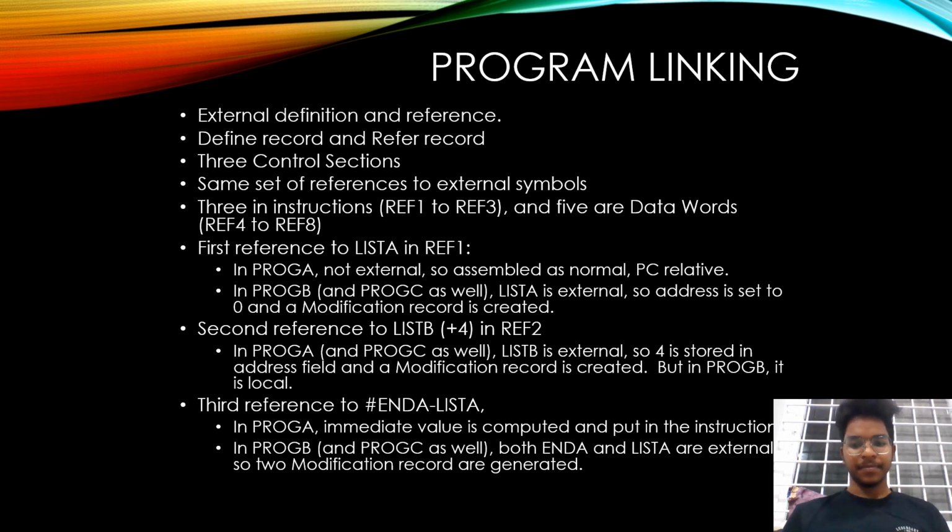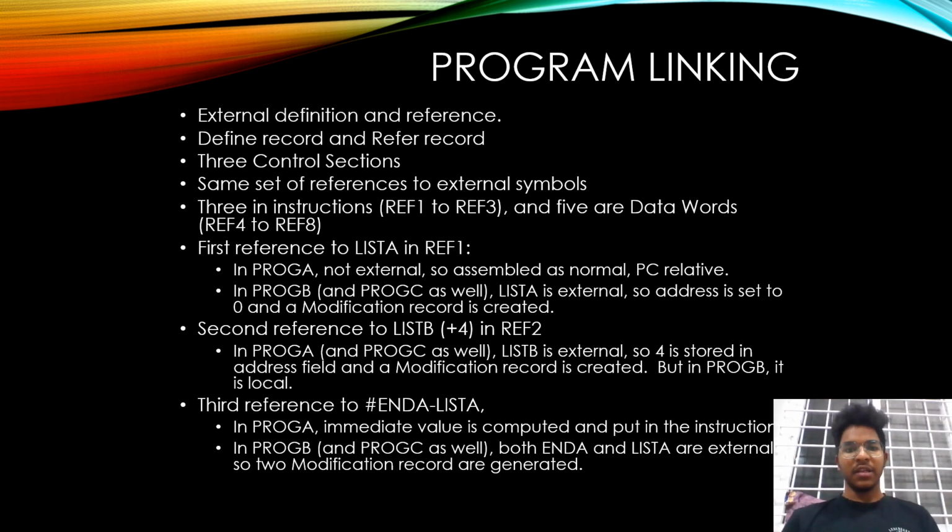Program linking: external definition and reference. Define records and refer records. There are three control sections with the same set of references to external symbols; 3 are in the instructions and 5 are data words. The first reference is to LISTA in REF1. In PROGA it is not external, so it is assembled as normal PC relative. In PROGB, LISTA is external, so the address is set to 0 and a modification record is created.